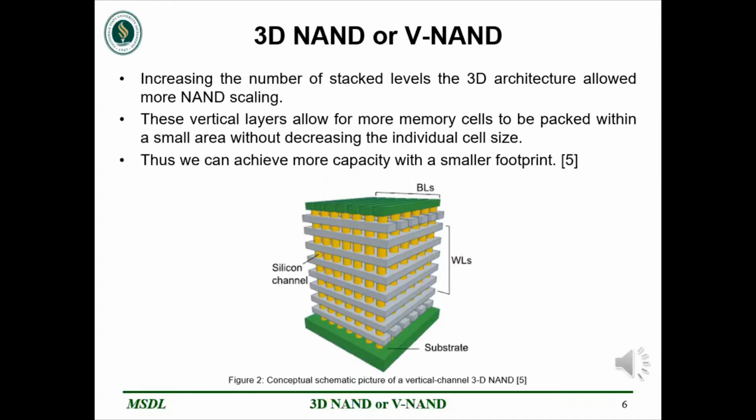The obvious solution to the scaling problem is to add and stack memory cells vertically in a new dimension. And this is the basic concept of the 3D NAND. These vertical layers allow for higher bit density per unit area without requiring smaller individual cells. Thus, we can achieve more capacity within a smaller footprint.